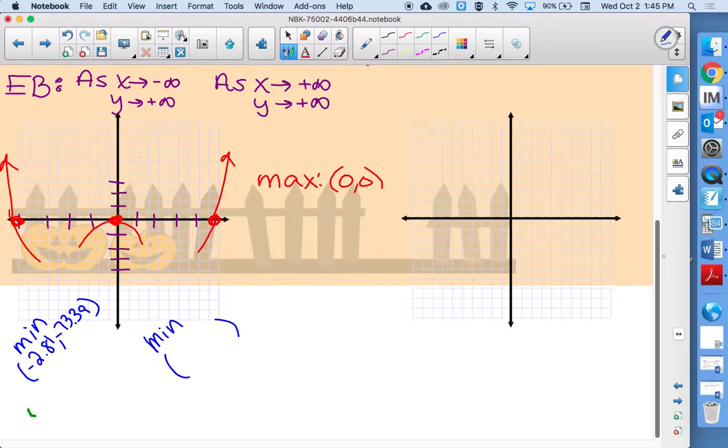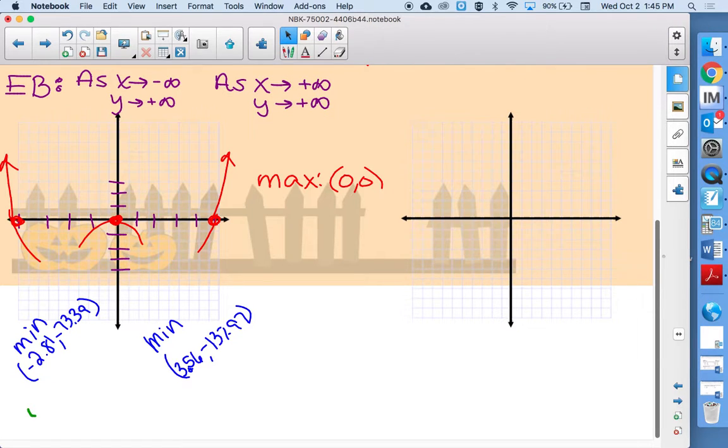What's the other minimum value? Dylan, what do you have? 3.56 and negative 137.97. So that number was definitely pretty close to negative 140. So when we graph this, obviously our graph doesn't go down to negative 137 or even negative 5 because it probably only goes down to negative 10.